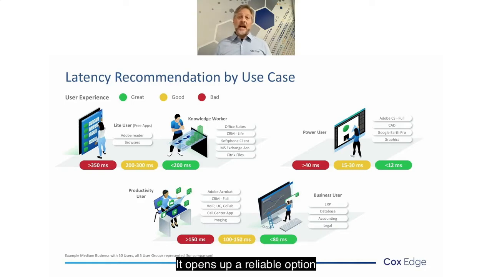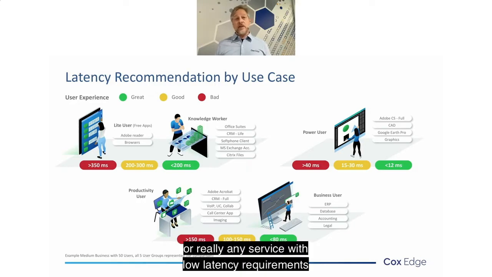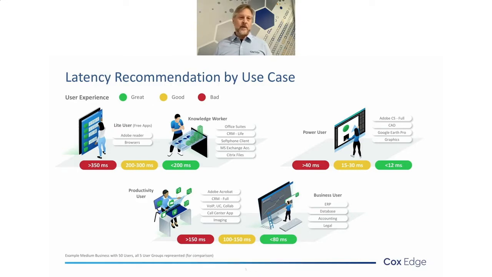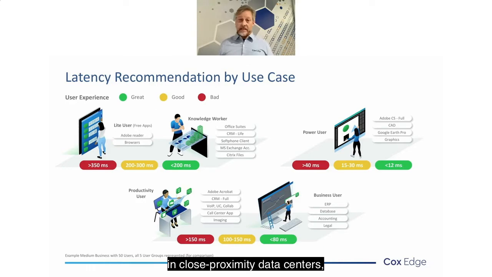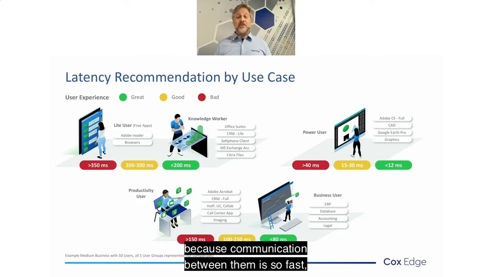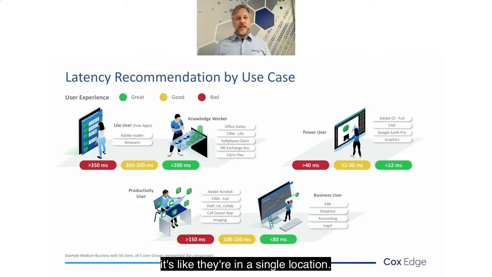It opens up a reliable option for distributed Kubernetes deployments, or really any service with low latency requirements or high processing demands. So when you're hosting Kubernetes deployments in close proximity data centers that have low latency communication with each other over a last mile edge network, you can treat multiple data centers like they're a single data center, but avoid the split brain issue. Because communication between them is so fast, it's like they're in a single location.